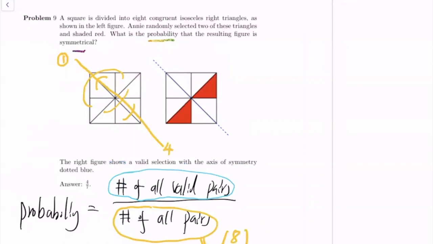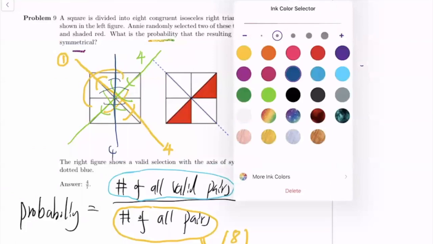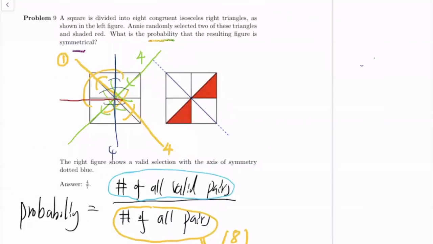And now if you choose this symmetrical line, then again you get four pairs: one pair, two pair, three pair, and four pair. What if I choose this symmetrical line? You again get one pair, two pair, three pair, four pair. And if you choose this symmetrical line, again you get one pair, two pair, three pair, and four pair. So basically we get four pairs.